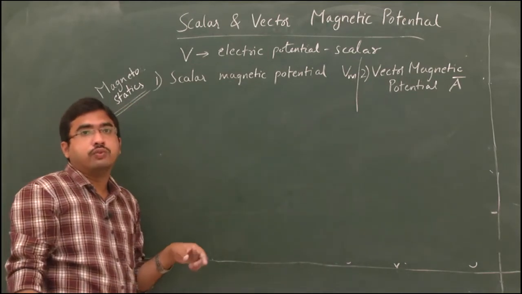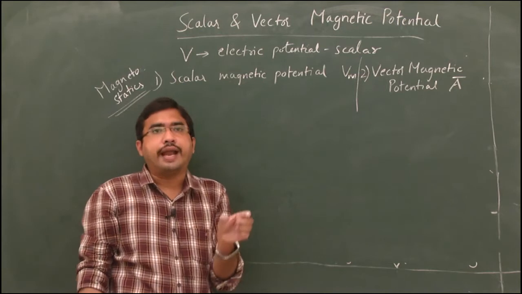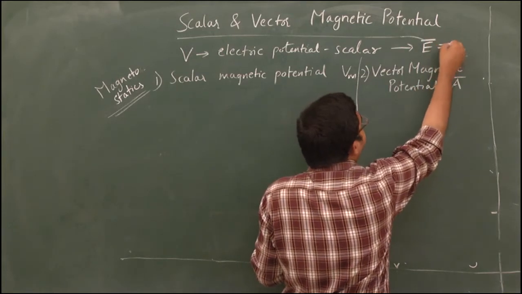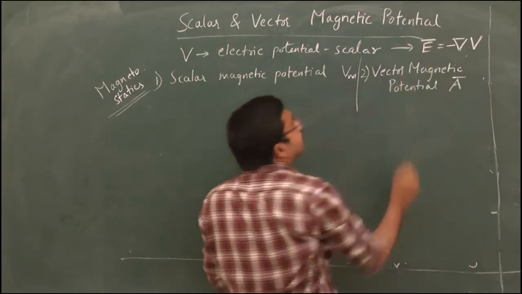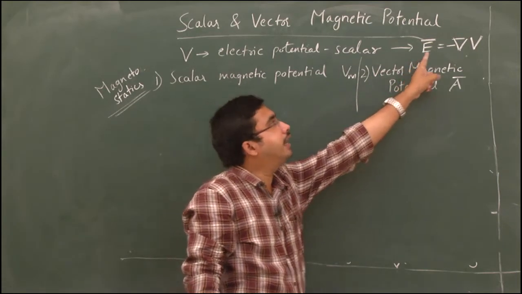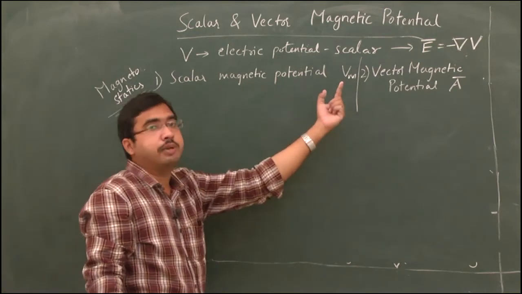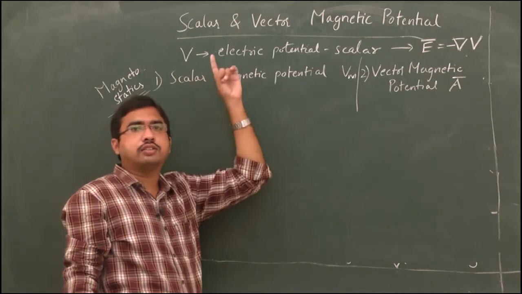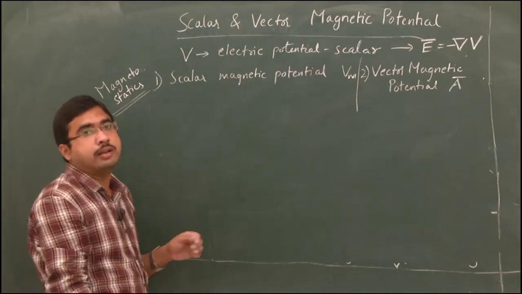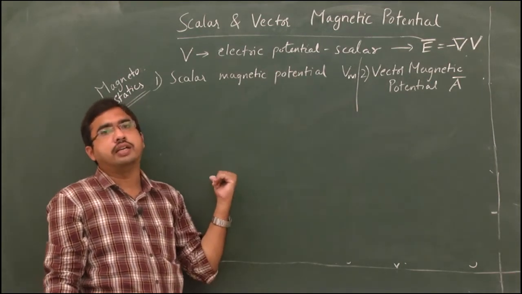In our first unit, we derived a relation between electric field intensity E and potential V, as E equal to minus del V. There in electrostatics, we derived electric field intensity and potential V. Similarly, when you come to magnetostatics, E can be compared to H here, because there in electrostatics we have electric field intensity E bar, and in magnetostatics we have magnetic field intensity H bar.